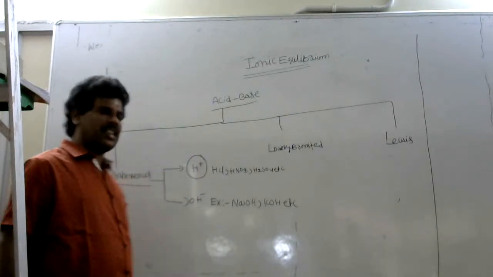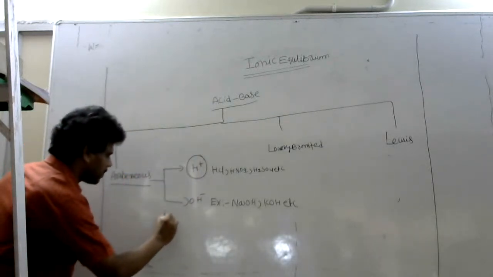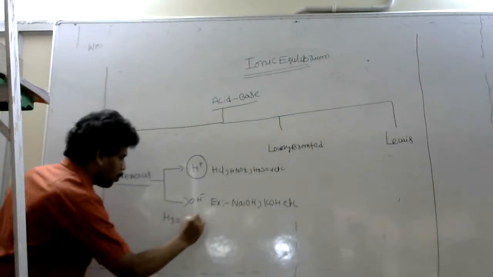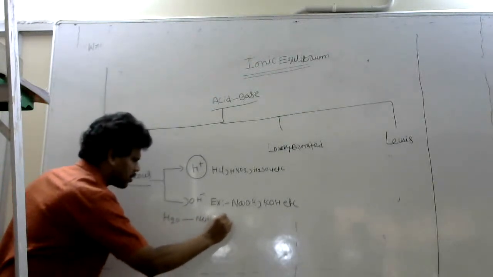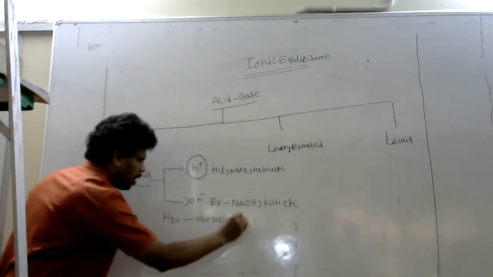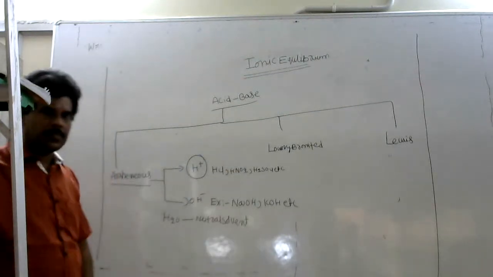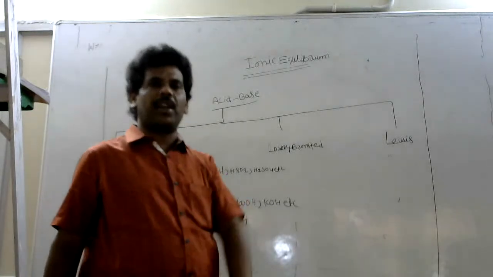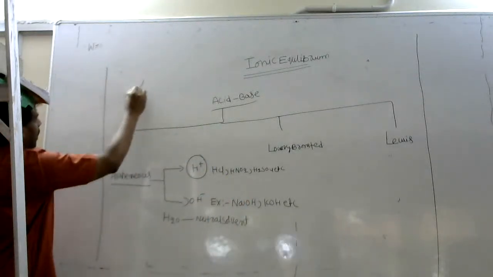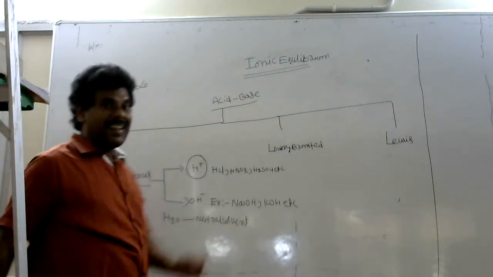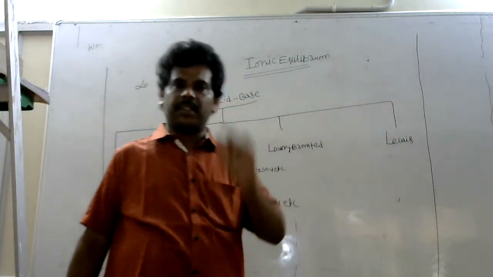In objective point of view, important point: according to Arrhenius theory, water is a neutral solvent. What are the merits of Arrhenius theory? According to Arrhenius theory, it can explain the strength of acid and base.